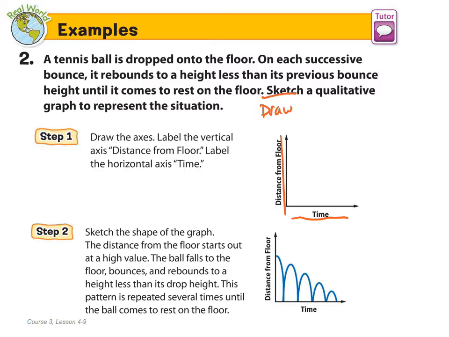Step 2, sketch the shape of the graph. The distance from the floor starts out at a high value. So it's starting up here because obviously you're going to be standing high to drop the ball. The ball falls to the floor. And as you know, tennis balls bounce, and it rebounds to a height less than the drop, and it continues going several times until it finally rests on the floor. You can continue going with smaller loops, but you get the point there. Eventually that ball is going to stop rolling.